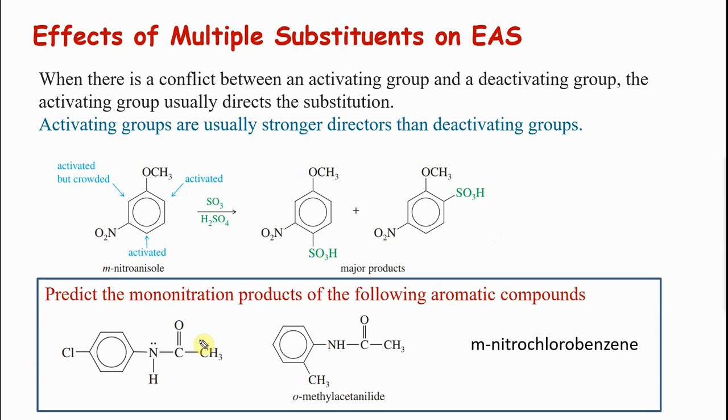Predict the mononitration possible products. Okay, mononitration, ரெண்டு group இருக்கு. What is the effect of this group? It's a +R group, okay, -I. This is a weak +R, weak -I, okay. I know still this is an orthopara directing group. This is also an orthopara directing. ரெண்டுமே orthopara directing, which is stronger among them? This is stronger, so this wins.